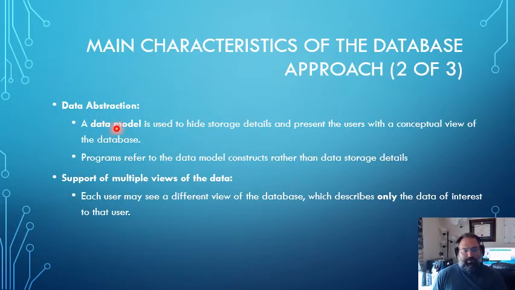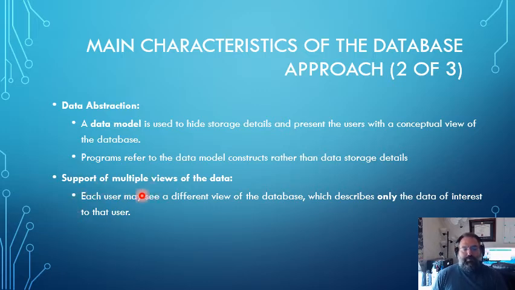Data abstraction in a data model is used to hide storage details and present the user with a conceptual view of the database. It also refers to the program model construct rather than the data storage details.